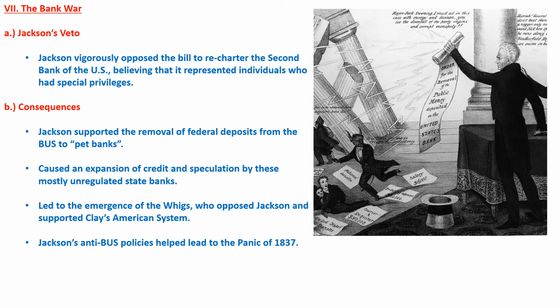This is going to cause an expansion of credit or lending and speculation by these mostly unregulated state banks. And it's going to help lead to the financial panic of 1837 and the emergence of the Whig Party, which opposed Jackson and supported Clay's American system, part of which was the Second Bank of the United States.